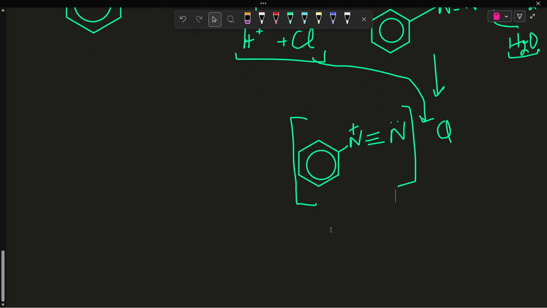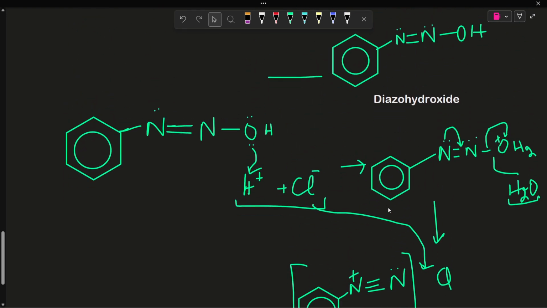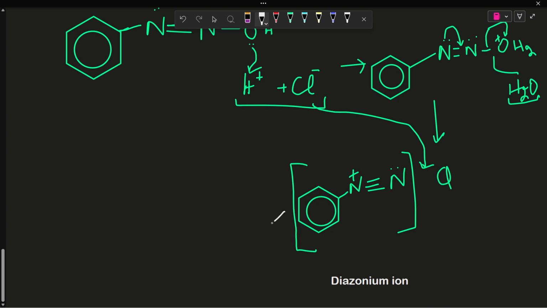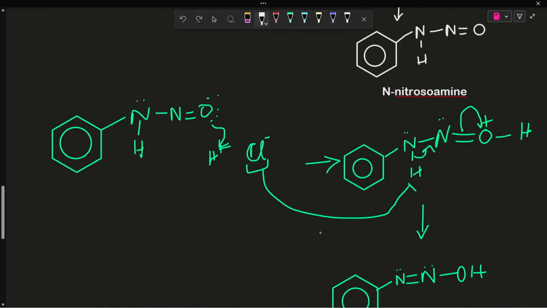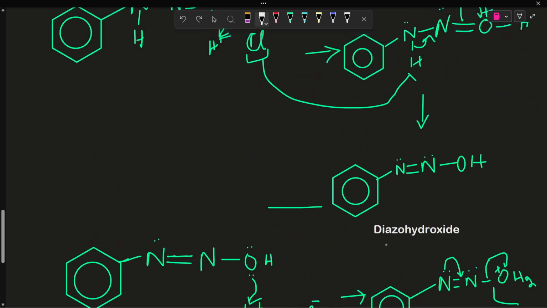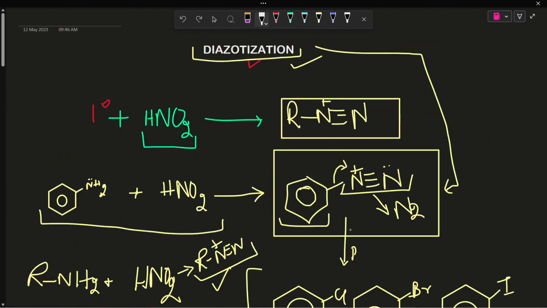Let me write it down here, diazonium ion, right? Now this diazonium ion, as I told you, has synthetic importance for aromatic compounds. So it will sometimes give us phenol with some reaction. Then we'll be seeing the Sandmeyer reaction and the Gattermann reaction, which give us chlorobenzene and bromobenzene, right? Now those are different topics and they are not a part of this lecture, but you have now noted how diazonium ions are formed, and this is in general diazotization.